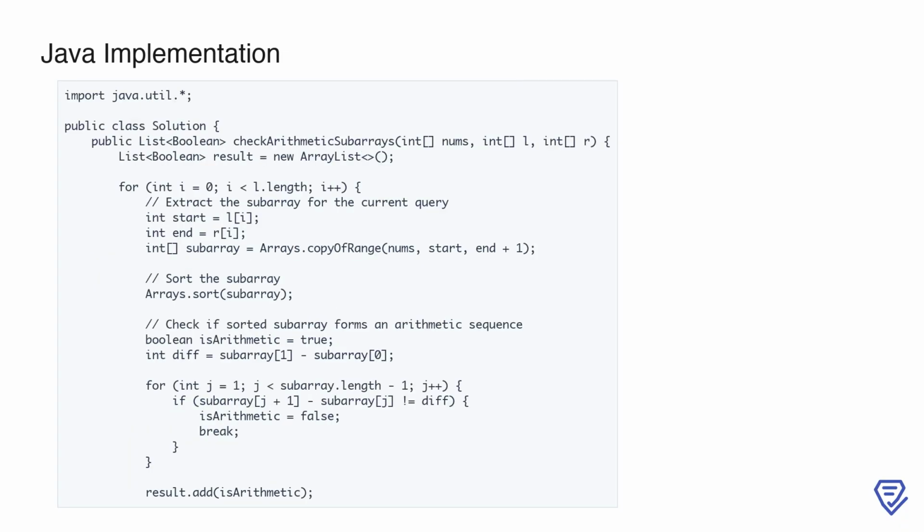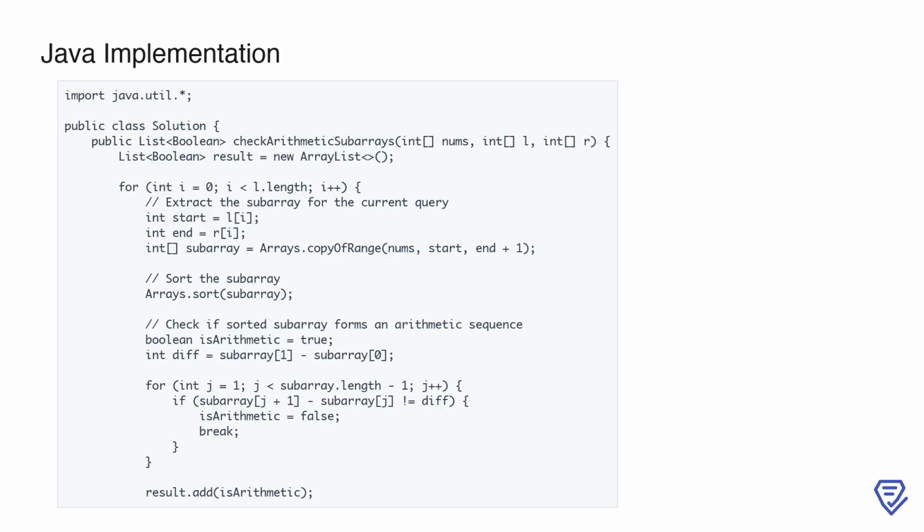Here, we begin implementing the solution by defining the method checkArithmeticSubarrays, which takes 3 parameters: an integer array nums, and 2 integer arrays L and R. The goal is to determine if the subarrays specified by the ranges in L and R are arithmetic. First, we create a List<Boolean> called result to store the outcome for each query. Next, we iterate through the indices of the L and R arrays using a for loop.